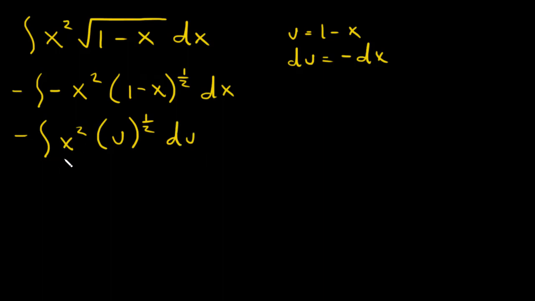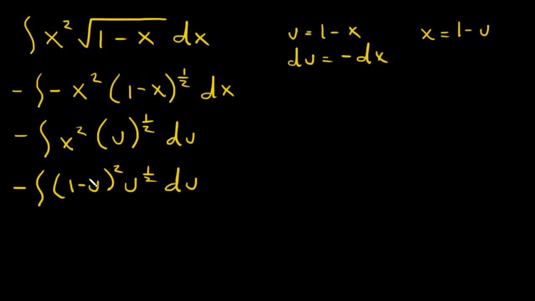Now I've got this x squared. Can I do anything with it? Well, I can, because now I can solve for x in terms of u. So if u is equal to 1 minus x, x is going to equal 1 minus u when I solve out and the dust settles. Okay? So if x is 1 minus u, this becomes negative integral of (1 minus u) quantity squared times u to the 1/2 du. Now I can expand this: integral of 1 minus 2u plus u squared times u to the 1/2 du.